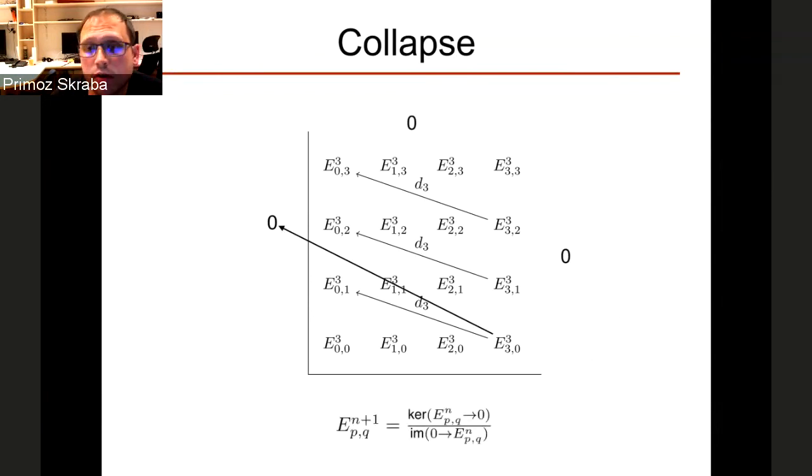So if I want to compute the next page, essentially I'm taking the kernel of something into 0, mod the image of 0 into something. So that's actually just the same thing, right? No matter how many times I take the differential after this point, I'm going to get the same thing. And so at this point, I say the spectral sequence has collapsed, and I call this the E infinity page.